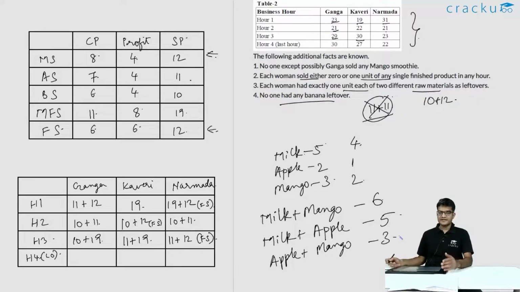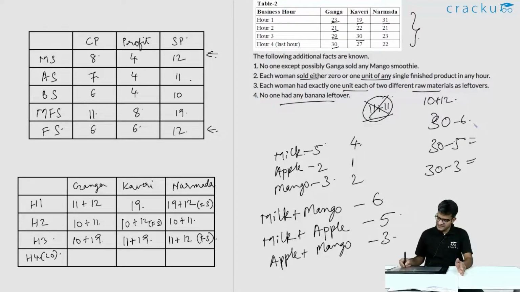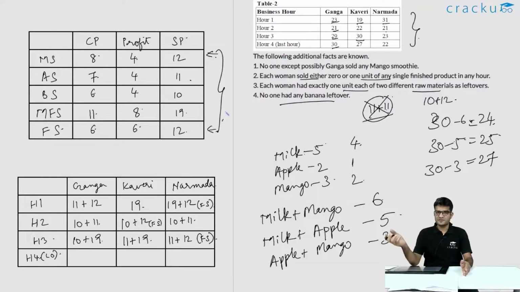Now if you are looking at the total amount of money that was made out of finished products by Ganga, the total money that she made is 30. So the money that she made from finished products is either 30 minus 6 or 30 minus 5 or 30 minus 3. Either any one of these 3 is possible. 30 minus 6 would be 24. 30 minus 5 is 25. 30 minus 3 is 27. Using the numbers which are the selling prices of finished products, we can't express 27 as a sum of these numbers.